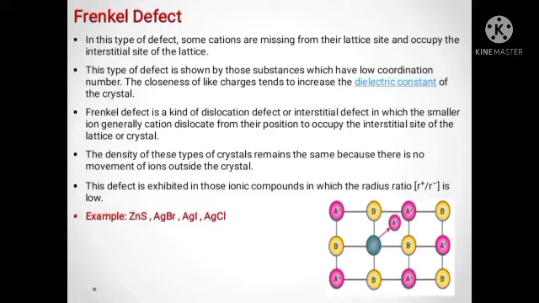The density of this type of crystal remains the same because there is no movement of ions outside the crystal. Frenkel defect is exhibited in those ionic compounds in which the radius ratio is low. Examples of Frenkel defects are zinc sulfide, silver bromide, silver iodide, and silver chloride. Note that AgBr shows both Frenkel and Schottky defects.